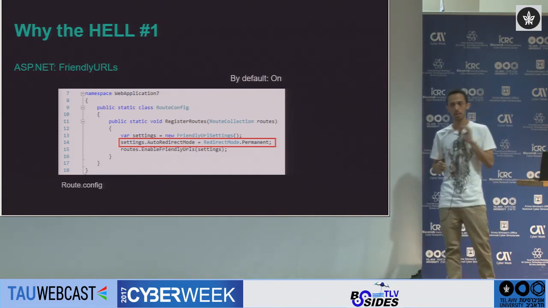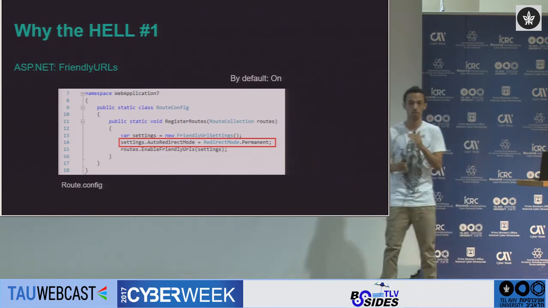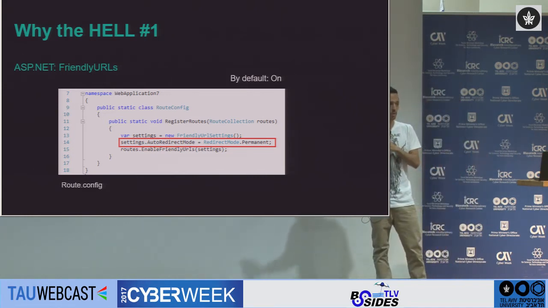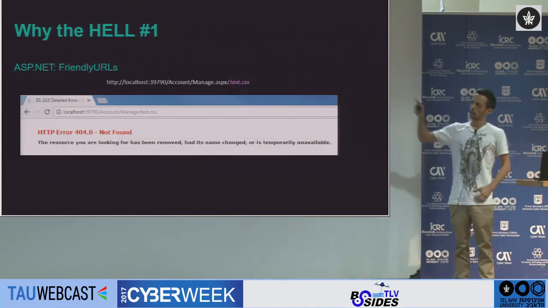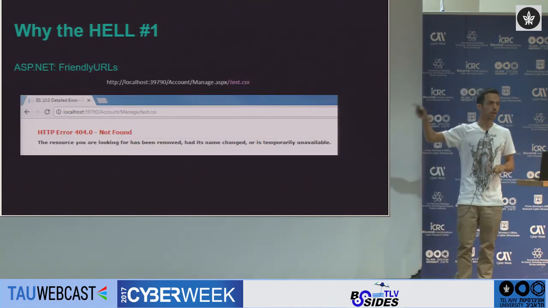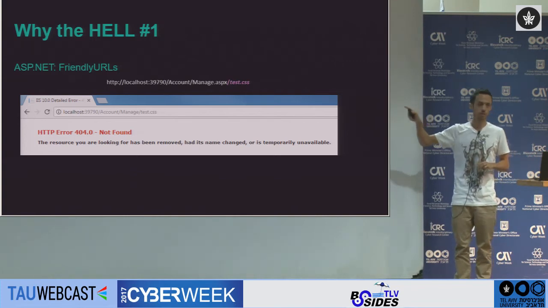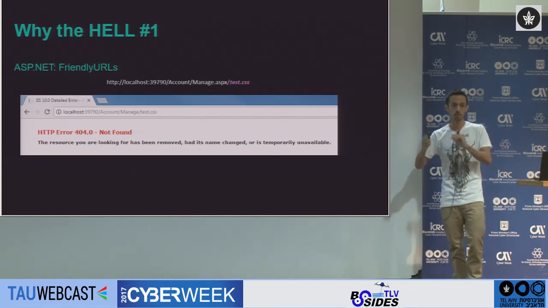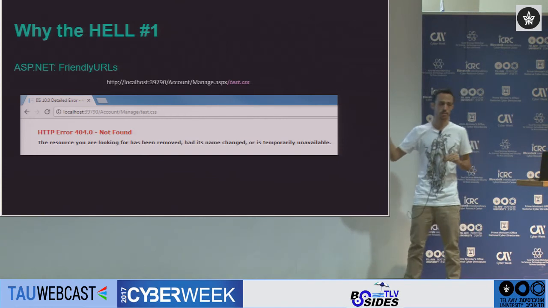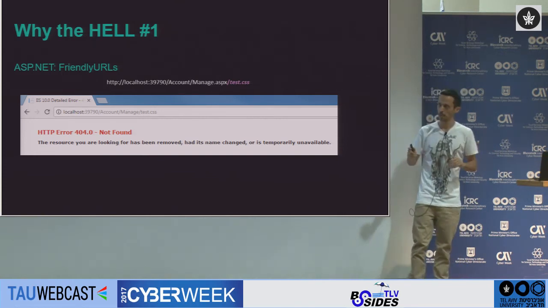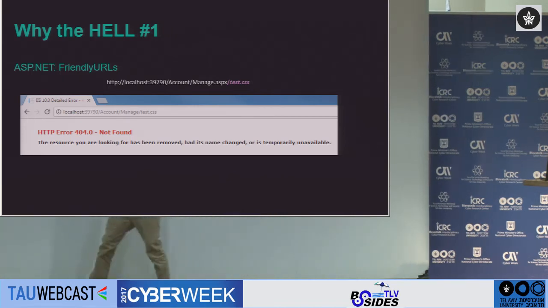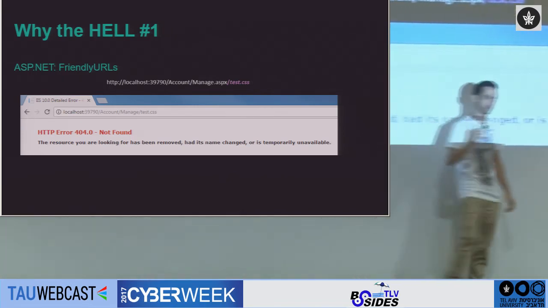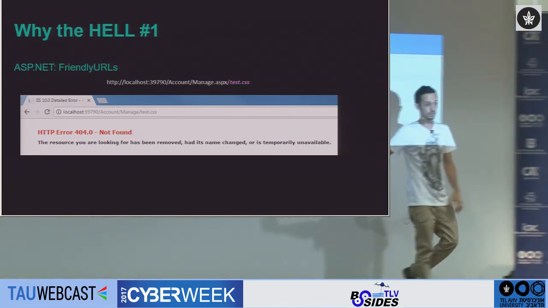So let's see what happens if we try to access a triggering URL while this feature is turned on. In this case, we try to access /account, which is a directory, /manage.aspx, which is an actual page on the application, /test.css, which doesn't exist. You can see here on the browser that the web application removed the ASPX extension, and we try to access this now.